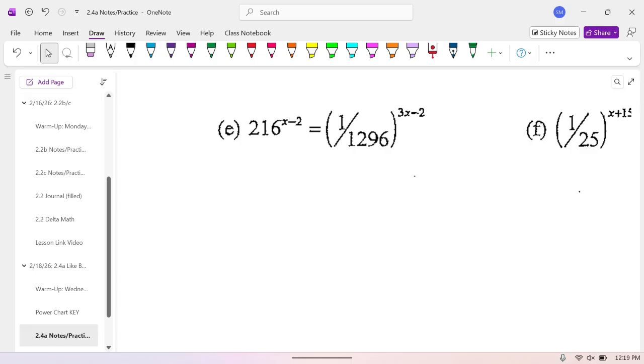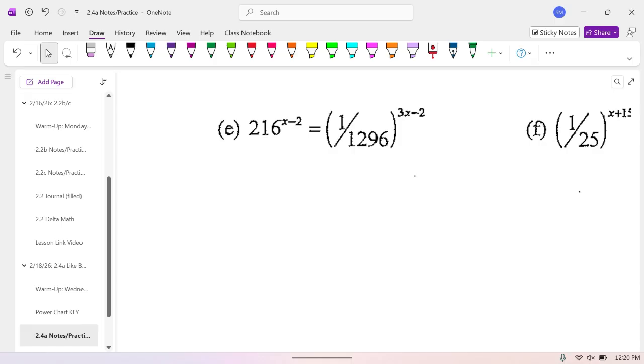Now, I know it says 1 over 1296, but remember, if it's a fraction, it's just the negative version of that number. So you're really just looking for where 1296 is. Whatever that exponent is, just make it negative. All right? So, where do 216 and 1296 fall under in your power chart? What base do they both have? They both have 6.